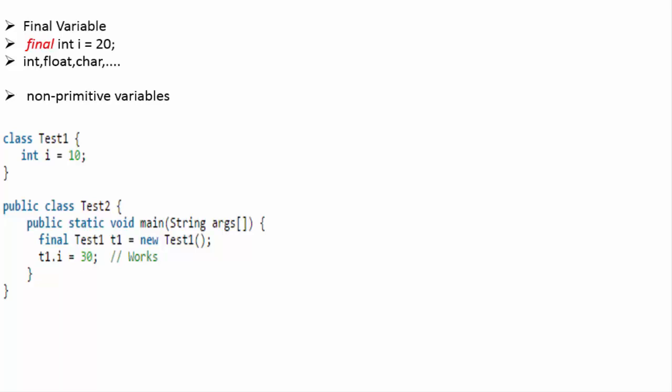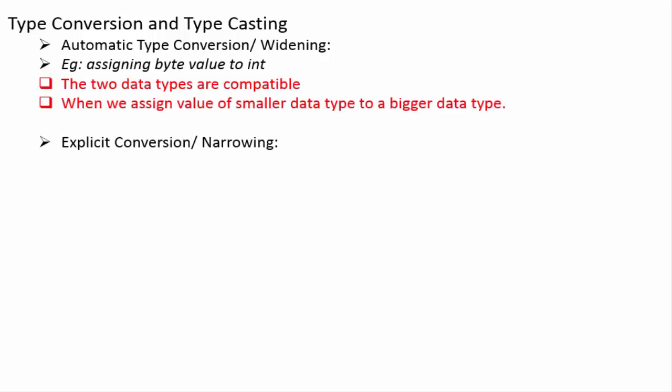Now let us see type conversion and typecasting. So what is typecasting or type conversion? When you assign a value of one data type to another data type, they might not be compatible with each other. But if they are compatible, then Java performs automatic type conversion. The type conversion which is performed by the compiler itself is the automatic type conversion. The examples of type conversion are assigning a byte value to int or casting float to int, etc.